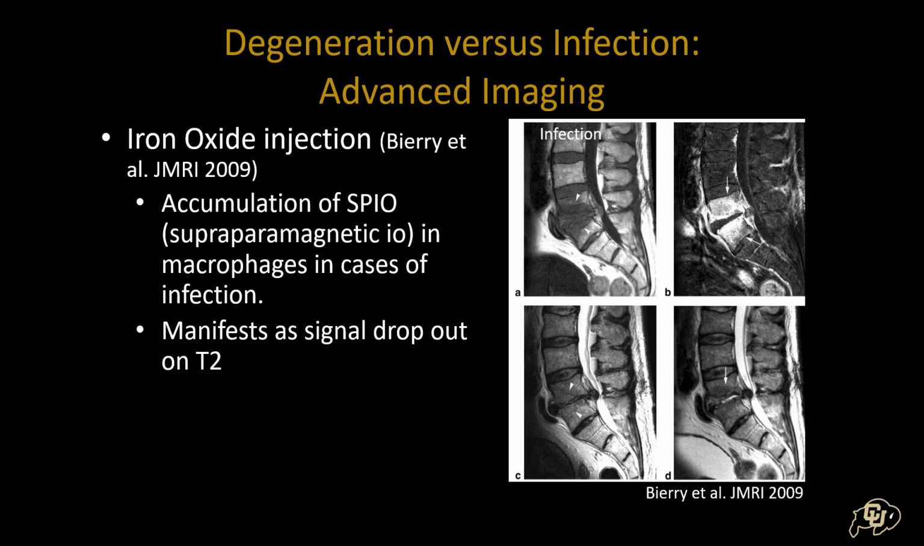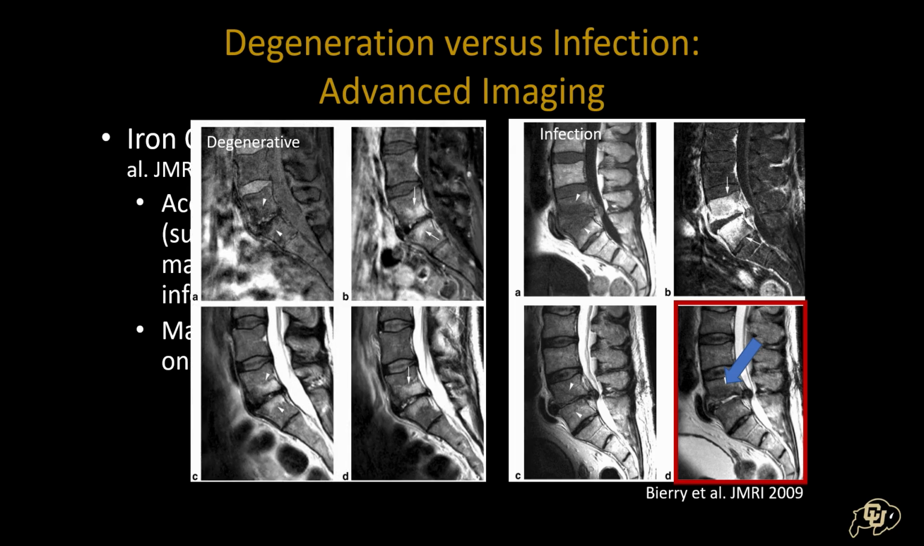And then lastly, the iron oxide injection that was discussed by Berry et al. is basically an injection of the superparamagnetic iron oxide that gets phagocytized by macrophages in infection, and it results in signal dropout on the T2-weighted imaging. Here in infection, you can see that dark signal along the end plate that we don't see in the case of degeneration. So this is not something to throw into our routine imaging, but if you need something extra, just know it's available.